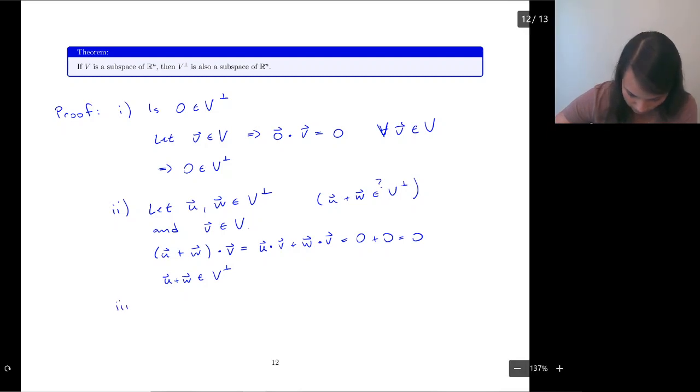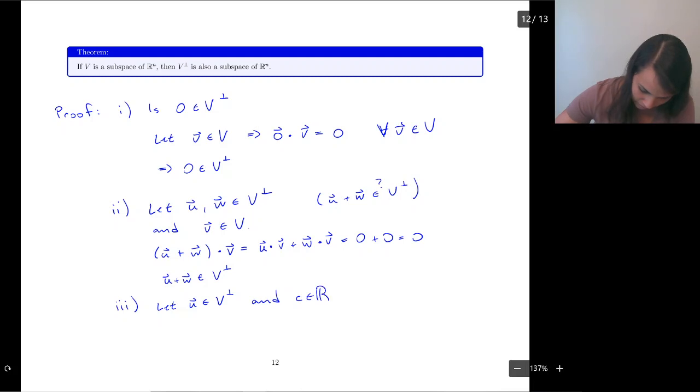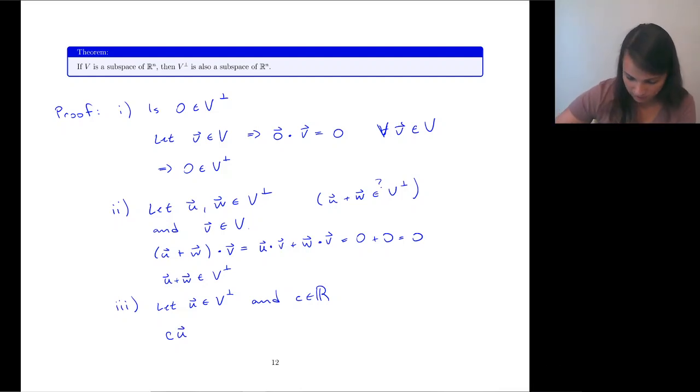Last one. If you haven't paused yet, please pause. Do this one by yourself. Let U be in V perp, and C is going to be some scalar. So then CU, we want that guy to be in V perp, which means we need to dot him with some V that is in V.